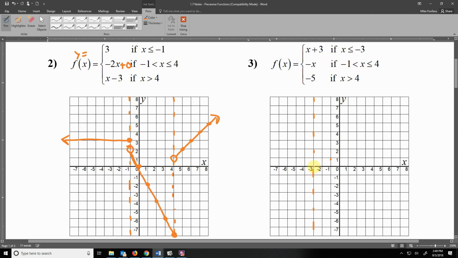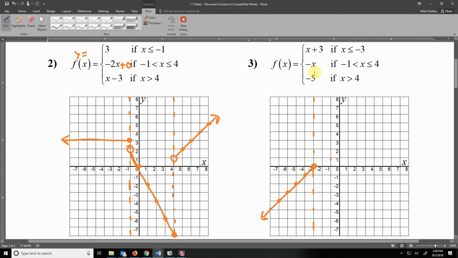And now I'm at the boundary, and it is less than or equal to, so I'll put a solid point there, and down and left, maintaining my slope all the way through the graph. So there's the first part of this function.